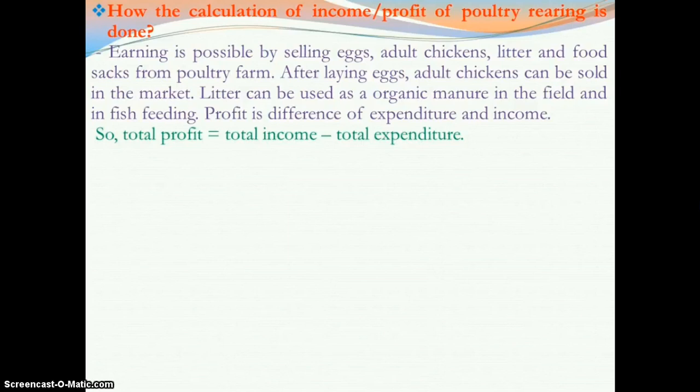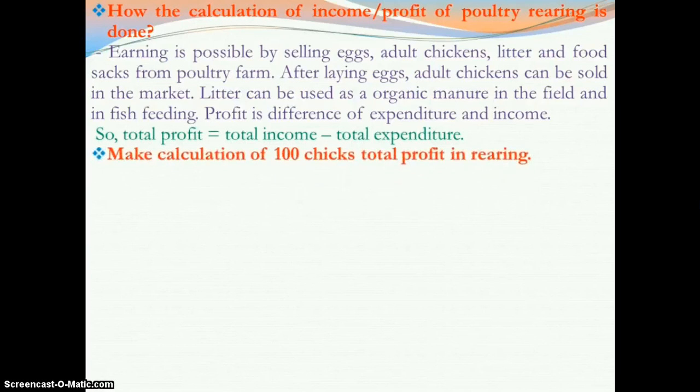After laying eggs, adult chickens can be sold in the market, and litter can be used as organic manure in the field and for fish feeding. Profit is the difference of expenditure and income. As we saw earlier, the total expenditure is the summation of permanent expenditure and rolling expenditure. Now profit should be the difference between these selling items and expenditure. So total profit is total income minus total expenditure. Now let us see how profit should be calculated if we start to rear 100 chickens.